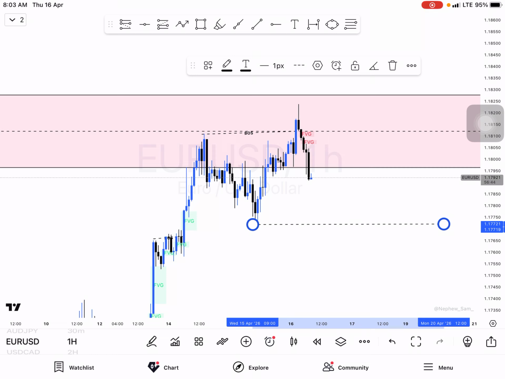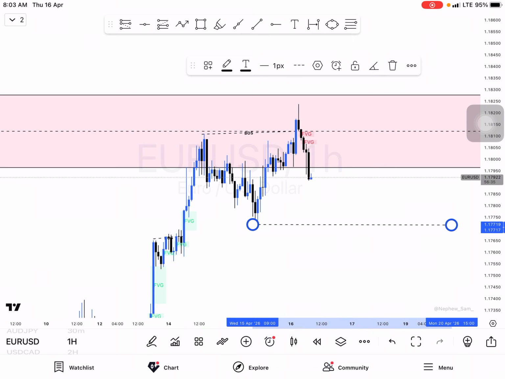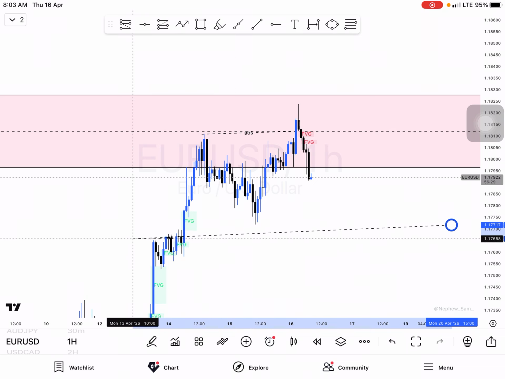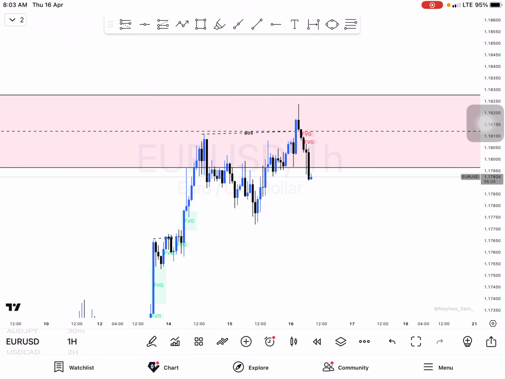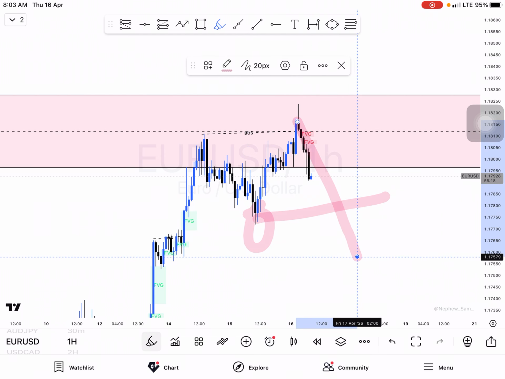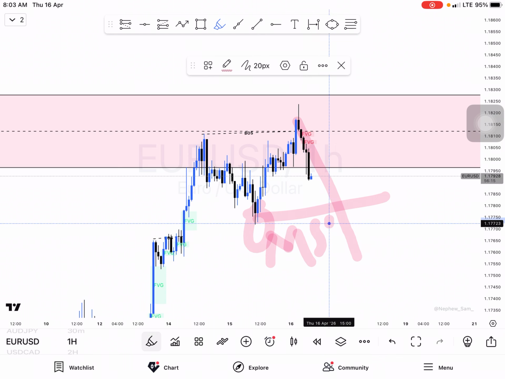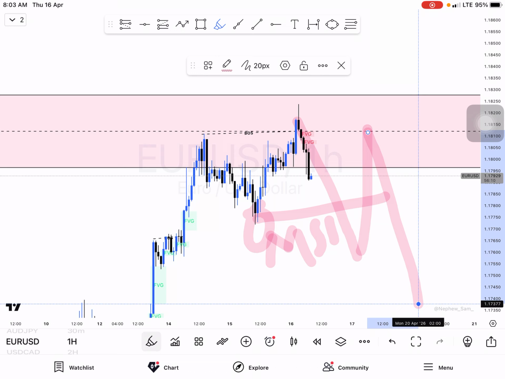Before you start selling, make sure you wait for price to break this liquidity, this low here, because that's our current protected low. This is our recent protected low, so we don't want the market to break below that low. But if the market breaks below this low, then it means we have a market structure shift. So now look for our sells to the downside and target our daily high, which means the market is in confluence with the overall trend.